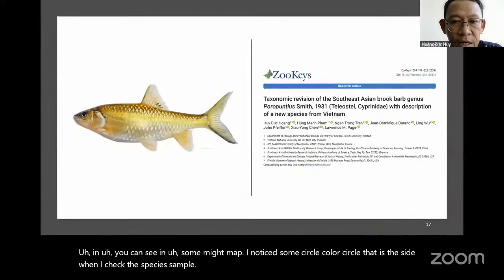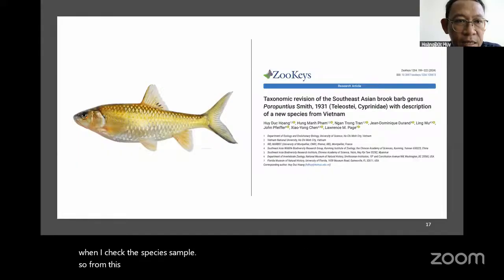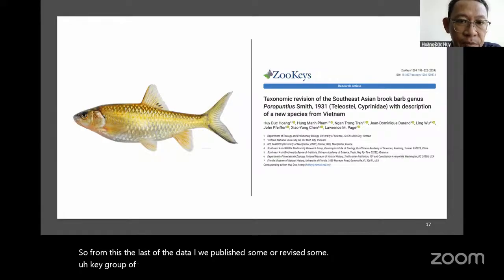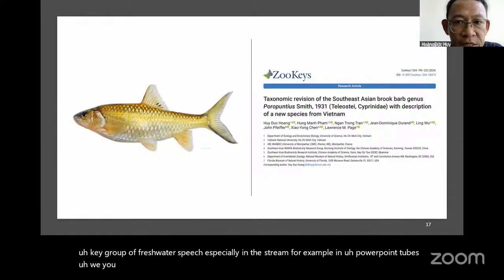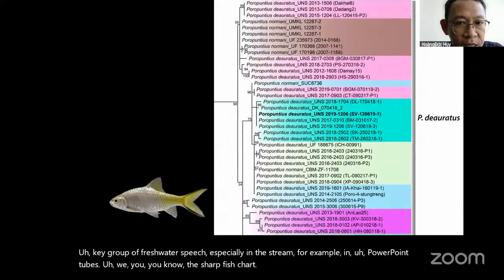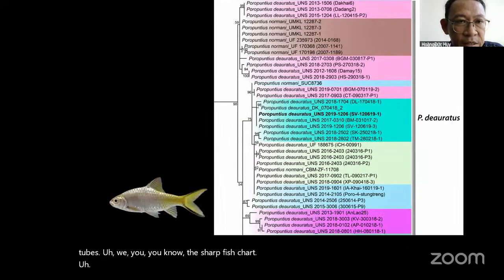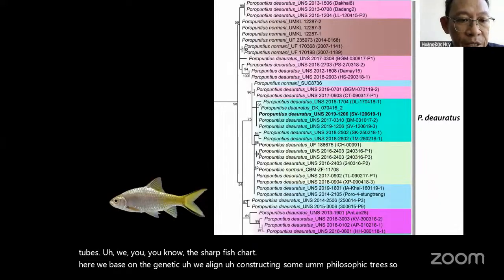So from this large amount of data, we published or revised some key groups of freshwater fish, especially in the stream. For example, in Horapun tubes, you know the shark fish chart. Here, based on the genetics, we construct some phylogenetic trees so we can know where their populations are.